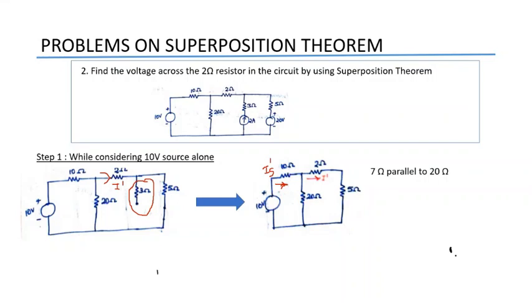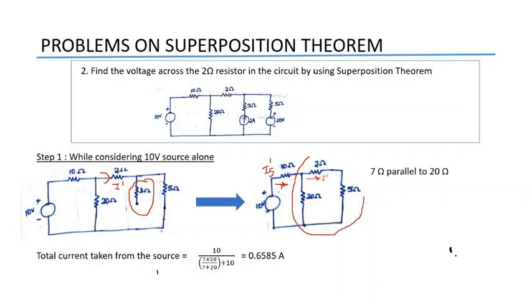Here, this 2 ohm and 5 ohm are in series, so we can replace these two resistances by a 7 ohm resistor. Now that 7 ohm is in parallel with this 20 ohm resistor. And that parallel combination of 7 and 20 is in series with this 10 ohm resistor. So the net resistance will be equal to 10 plus 7 parallel to 20.